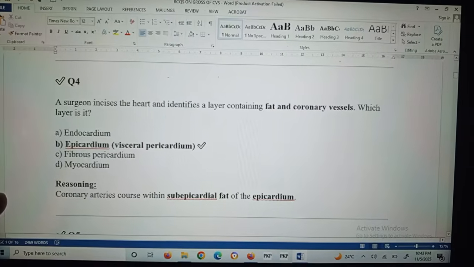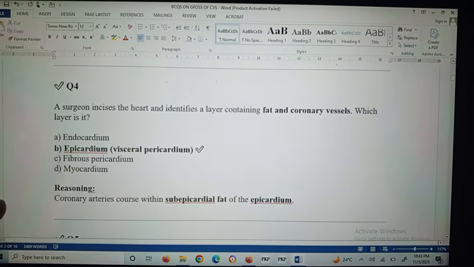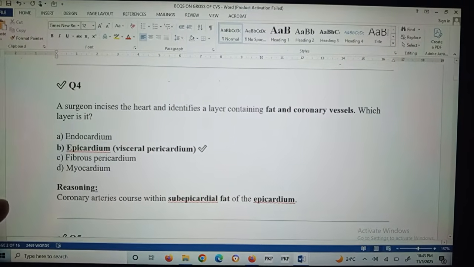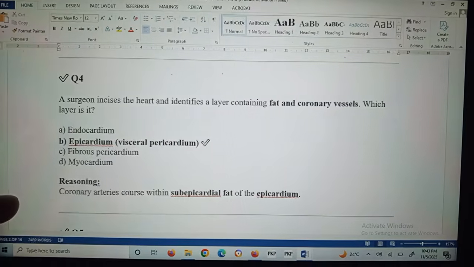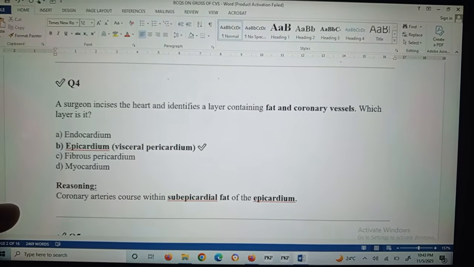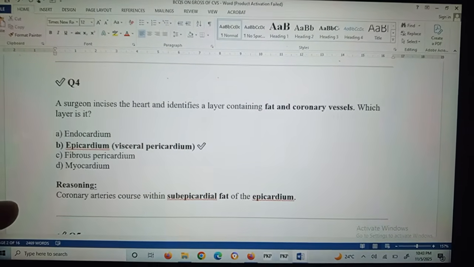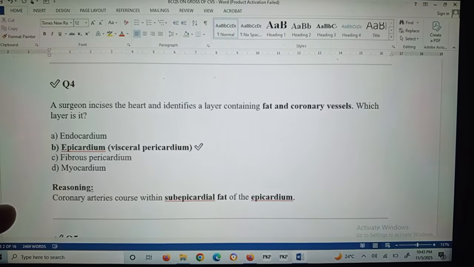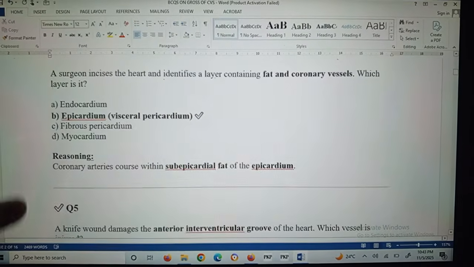Question number 4: a surgeon incises the heart and identifies a layer containing fat and coronary vessels. Which layer is it? It is the epicardium, which is also known as the visceral pericardium. Coronary arteries course within the subepicardial fat of the epicardium.